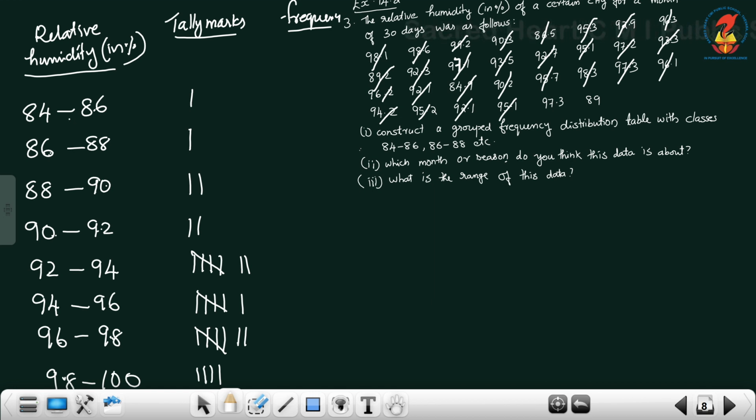How many times for 86 to 88? Only 1. 88 to 90? 2. Next? 7. Then 6, 7, 4. How many days are there? 1 plus 1, 2. 2 plus 2, 4. 4 plus 2, 6. 6 plus 7, 13. 13 plus 6, 19. 19 plus 6, 26. 26 plus 4, 30 days.